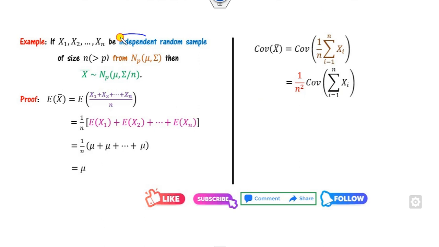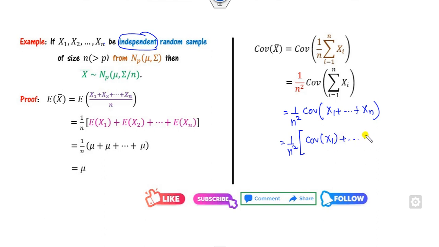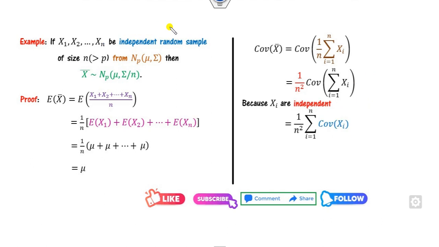Now, the xi's are independent. Remember, I can write this as 1 over n square times the covariance of x1 plus x2 plus up to xn. Since the xi's are independent, I can open this bracket as the covariance of x1 plus the covariance of x2 plus the covariance of xn. Or, because the xi's are independent, I can write the summation as i varies from 1 to n of the covariance of xi.